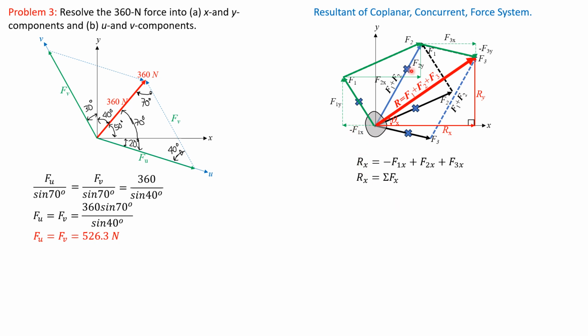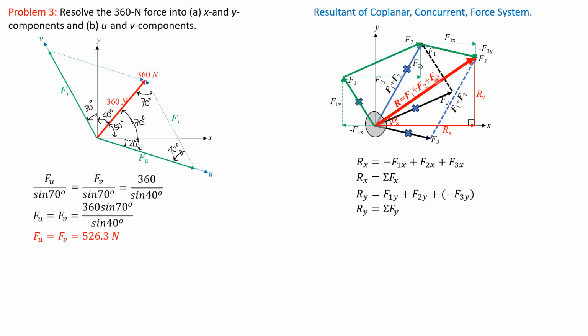Likewise, Ry, which is positive because it is upward, is F1y. There's no change in the magnitude of the resultant for y, plus F2y. Again no change, then plus negative F3y, and it ends up there. So Ry is also F1y plus F2y plus negative F3y, or simply Ry is the summation of forces along y, treating y components as positive when they are upward and negative when downward.